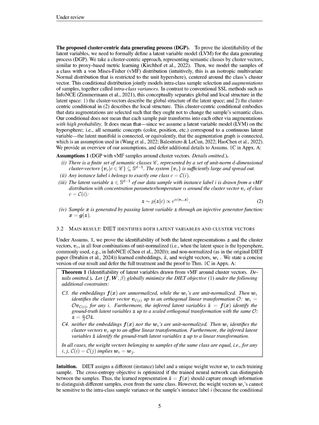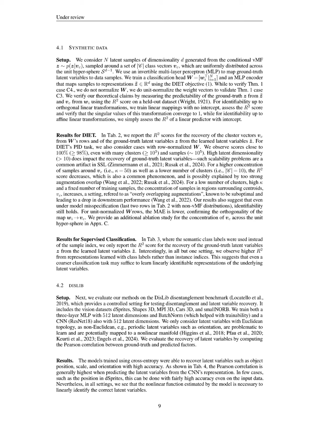In the synthetic setting, we generated data samples based on our cluster-centric data generating process, DGP, using a von Mises-Fisher (VMF) distribution around cluster centroids, and evaluated the recovery of ground truth latent variables through the R-squared score. For the DisLib benchmark, we trained a 3-layer MLP and a CNN, ResNet-18, to assess the Pearson correlation between predicted and actual latent variables, focusing on object attributes like position and scale.